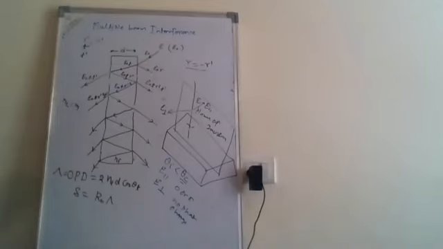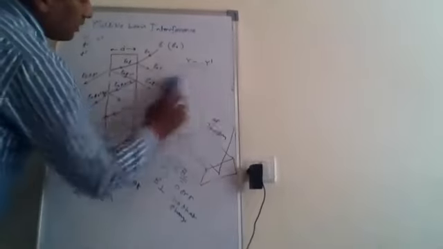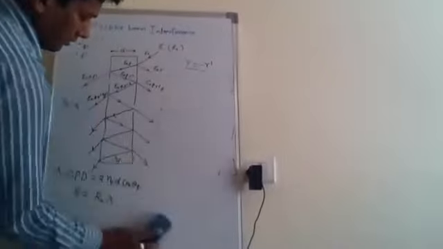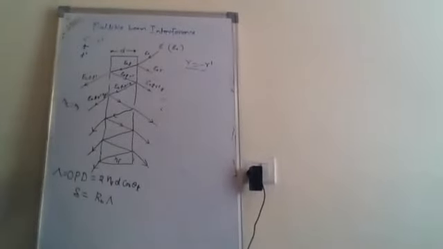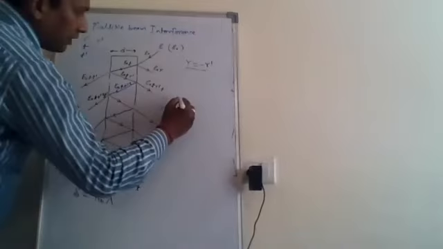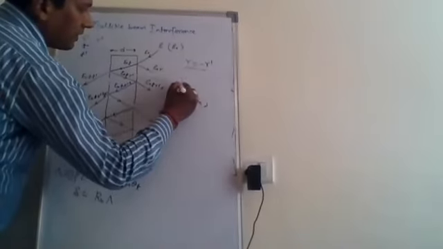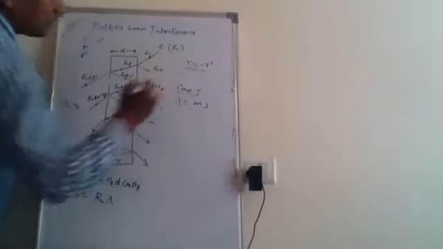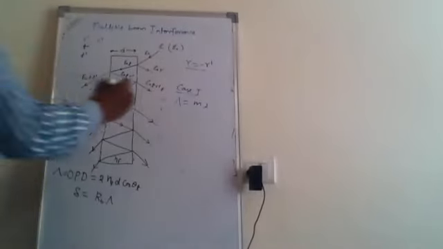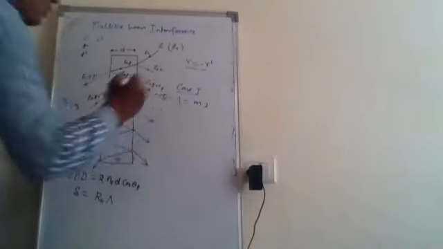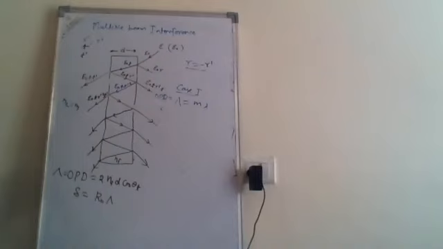Now let's consider the first special case, when the optical path difference, delta, is equal to m lambda. This is the first case. What will happen in this case? The important point is that the second, third, fourth, and successive waves will be in phase at P.